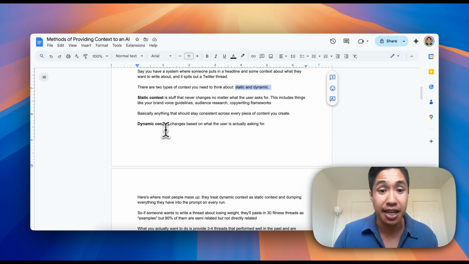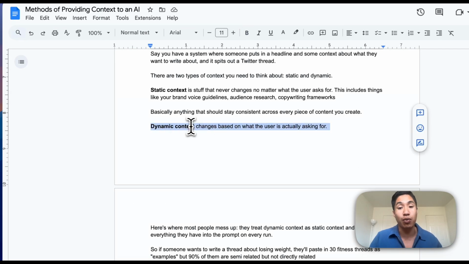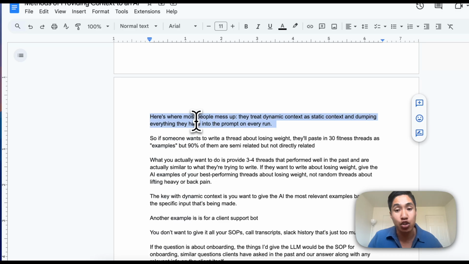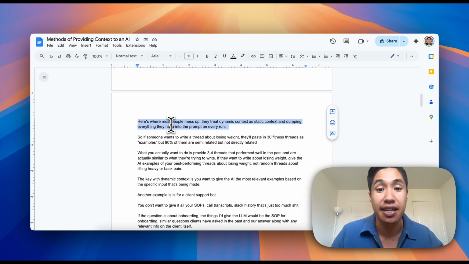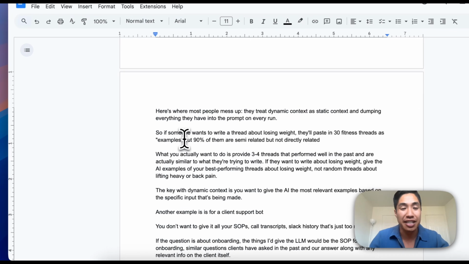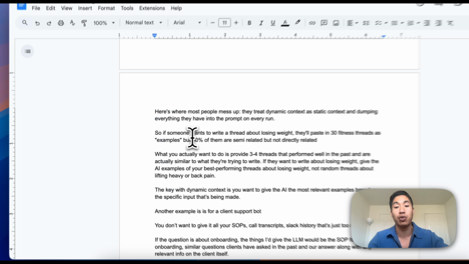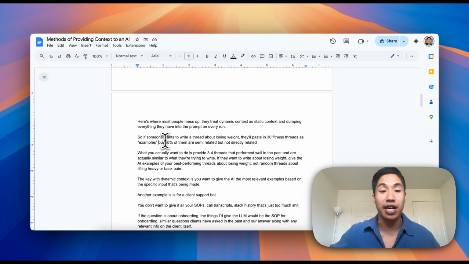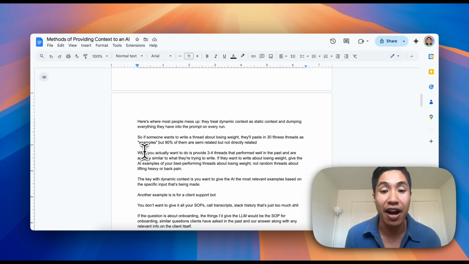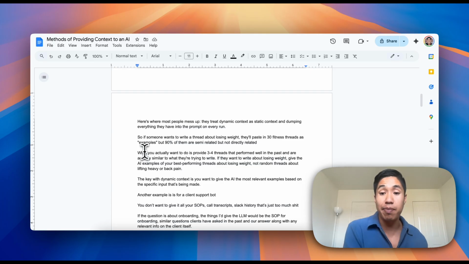So dynamic context though, dynamic context changes based on what the user is actually asking for or putting in as input. So here's where most people mess up. Where a lot of people go wrong is they treat dynamic context as static context and just dump everything they have into the prompt on every run. The example I see all the time is if someone wants to write a thread about losing weight, they'll paste in 30 fitness threads as examples, but 90% of them are semi-related but not directly related to losing weight. So what you actually want to do is provide 3 to 4 threads, let's say, that performed well in the past, right? And are actually similar to what they're trying to write about.